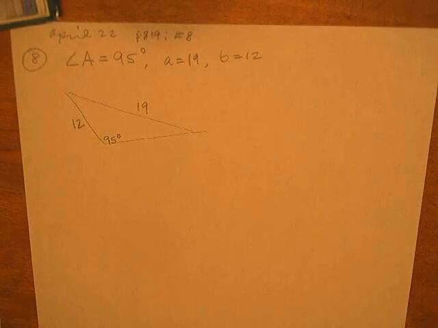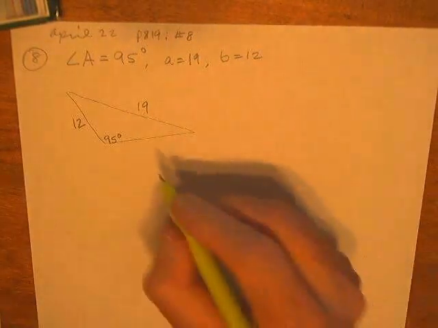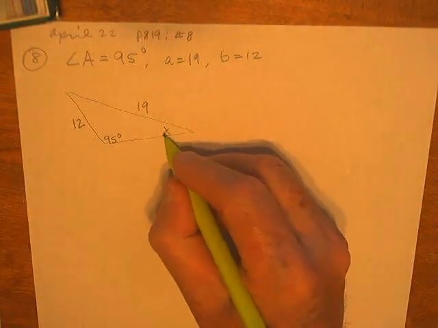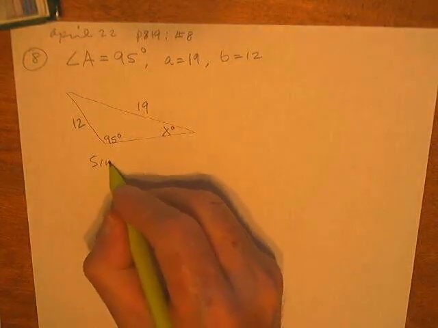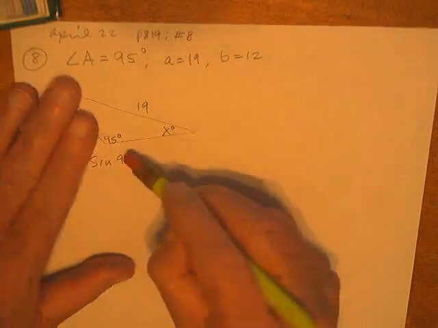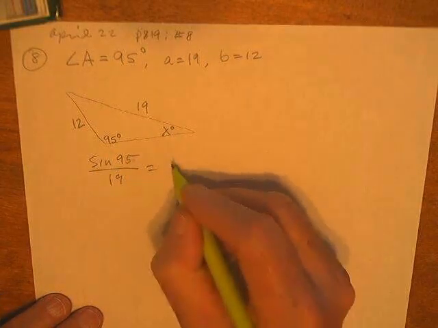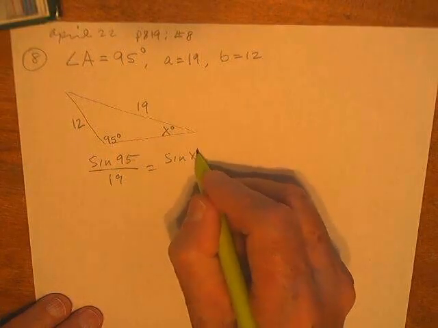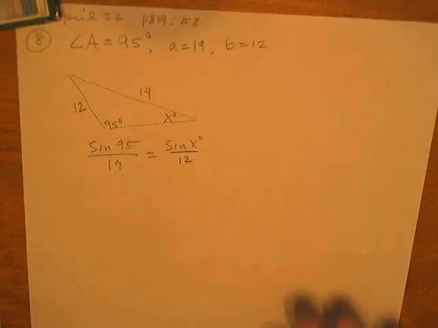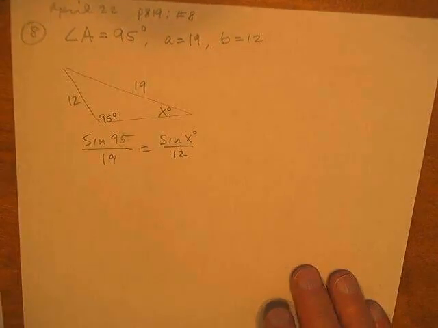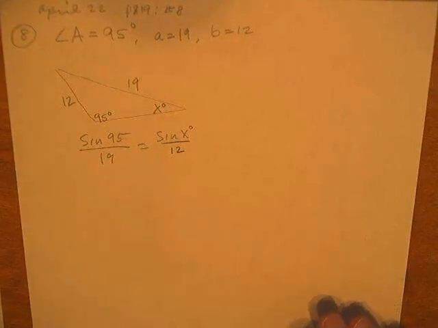Okay, so first we want to determine if this is even a triangle. So here's my suggestion. We'll just call this angle over here angle X. And we'll just start doing the law of sines. Sine of 95 over 19 equals the sine of x degrees over 12. So if my calculator freaks out and I get something that's not real or an error message, I'm going to know I don't even have a triangle at all. If I don't have one, I can't have two.